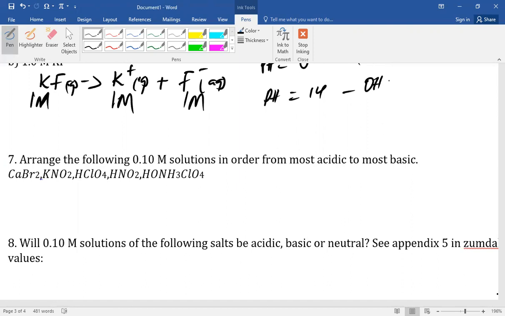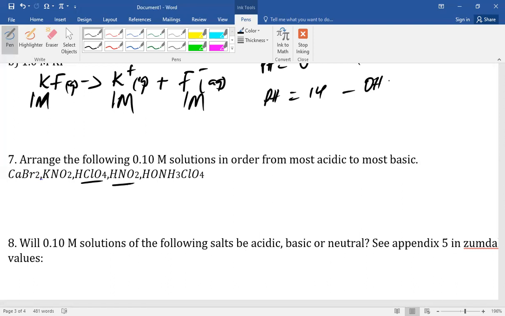So what we have to do here is identify solutions in terms of whether they are basic, acidic, or neutral. Are they salts? If it's a salt, we have to tell whether it's basic or acidic. If it's not a salt, it's an acid, like this one. Some of these we can already see are acids, those two, because we start with the hydrogen. There's a hydrogen ion there.